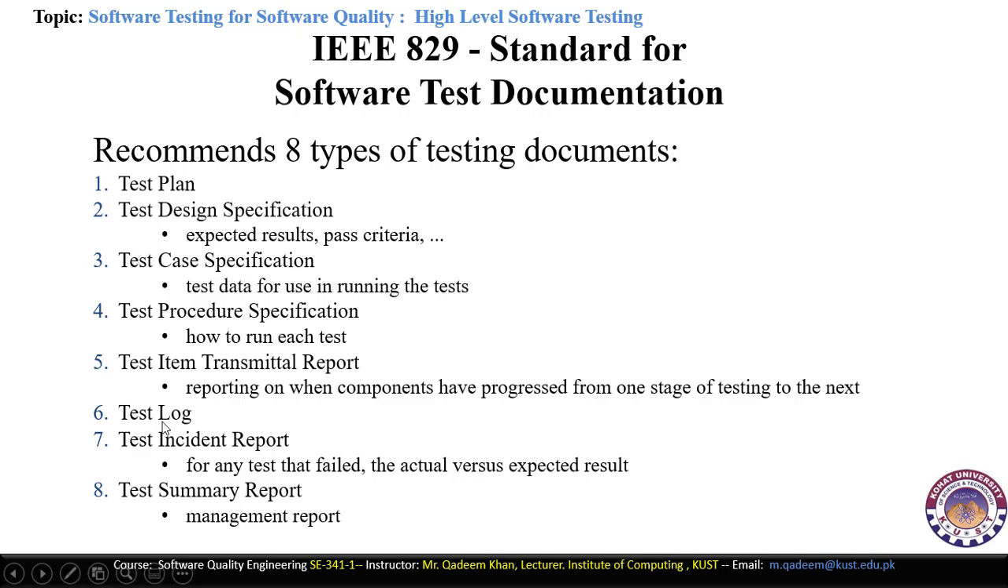Next one is the test log. The test log is the backlog which is automatically created to monitor the testing. Next are the test incident reports. Test incident reports mean that when a certain test fails due to a certain incident, then we also need to report that failed test. So for any test that failed, the actual versus expected results are documented here. And then at the end we have the test summary report, which is prepared by the manager of the software engineering team, and that contains the summary of the overall testing.